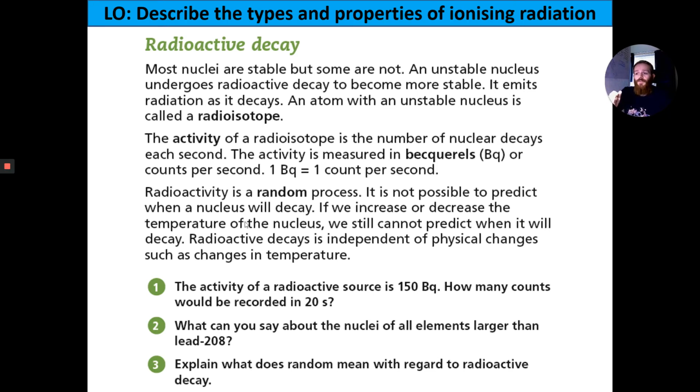If we increase or decrease the temperature of the nucleus, we still cannot predict when it will decay. Radioactive decay is independent of physical changes, such as changes in temperature. So if I had something and I wanted it to decay and give out some radiation because I've got a bus to catch, increasing the temperature is going to make no difference. It's still a random process, and there's basically nothing I can do to control that situation.